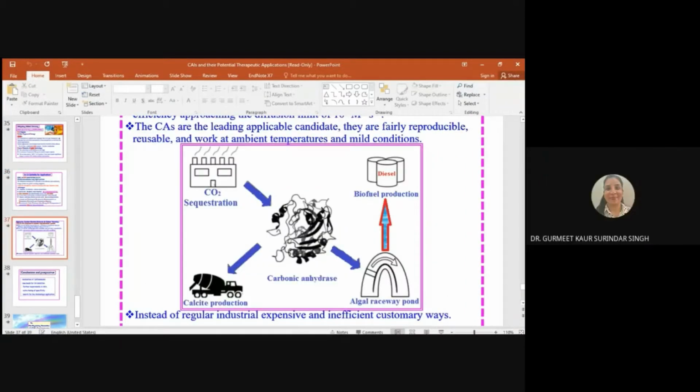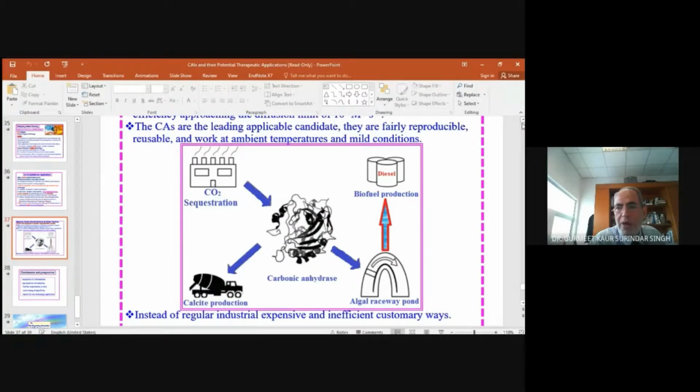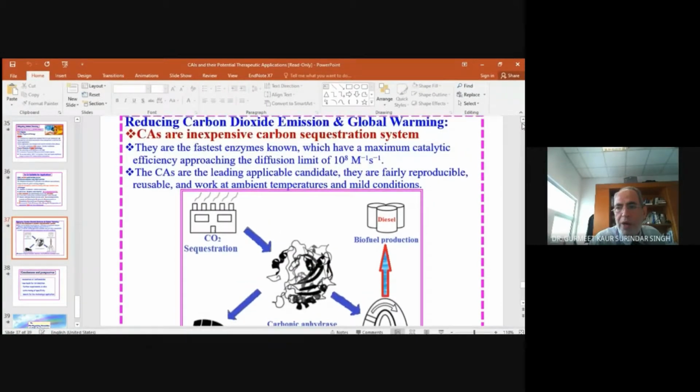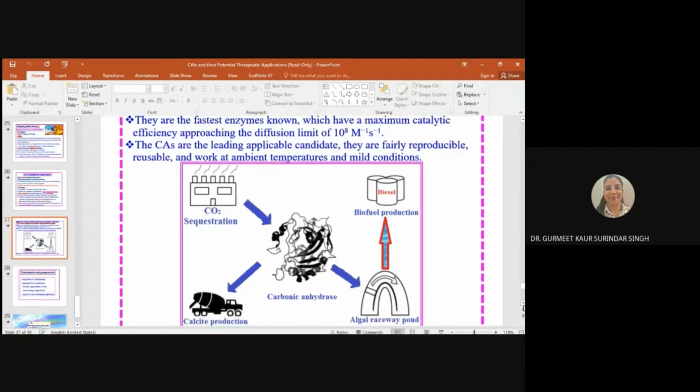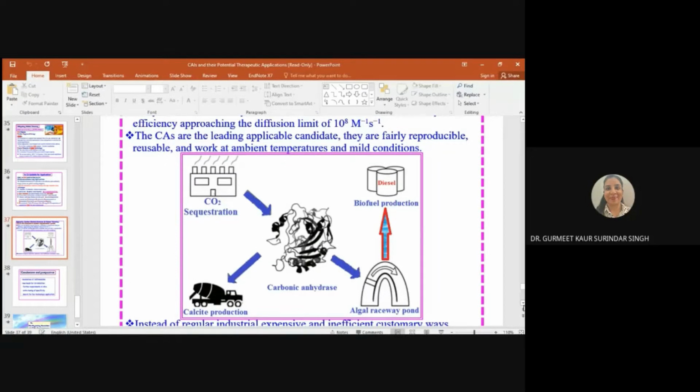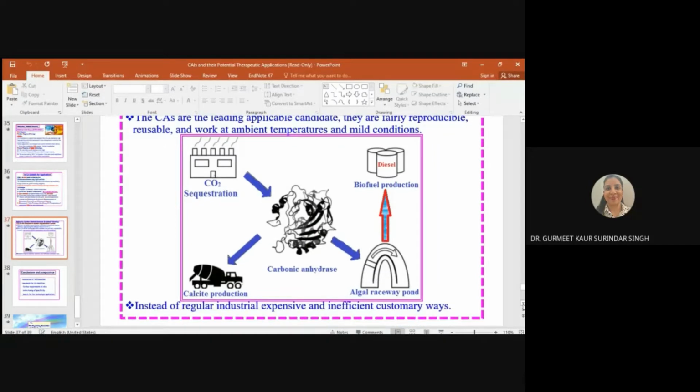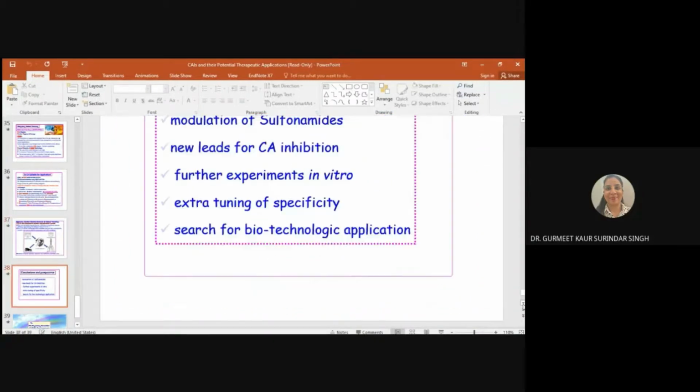By this way, we could add carbonic anhydrase in different places, and it will work by certain means, using magnesium and calcium oxides, zinc as well. In this way, carbon dioxide could be converted to carbonates, and so instead of regular industrial, expensive, and inefficient customary ways, we could obtain the sequestration of carbon by this means.